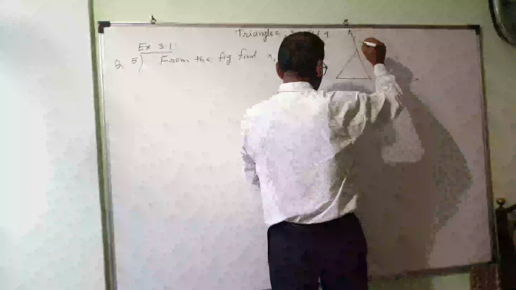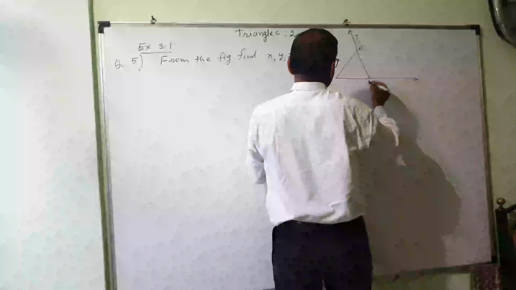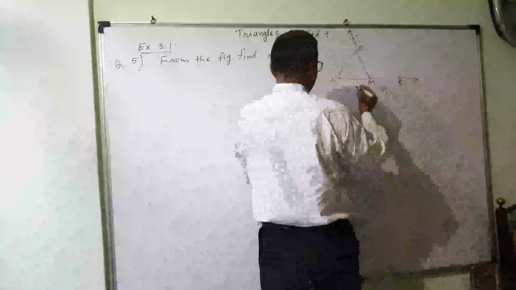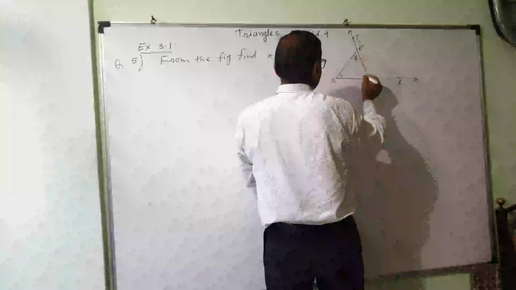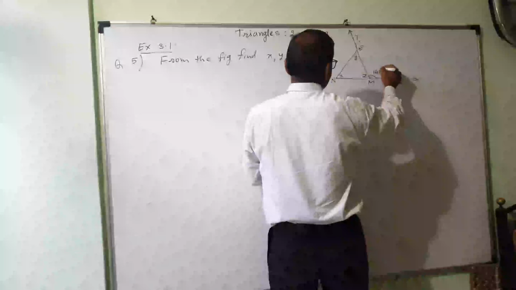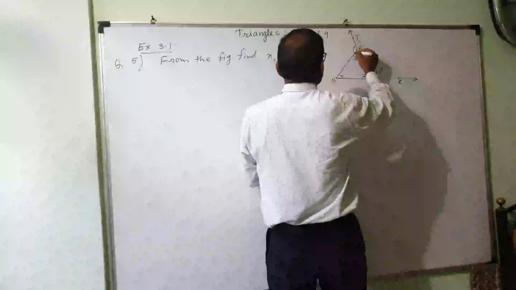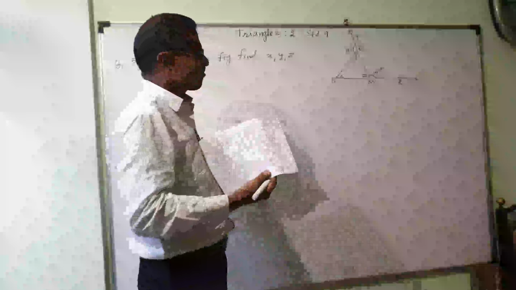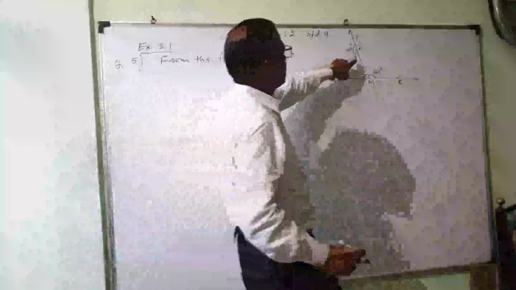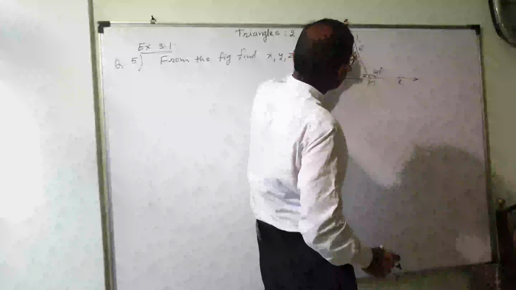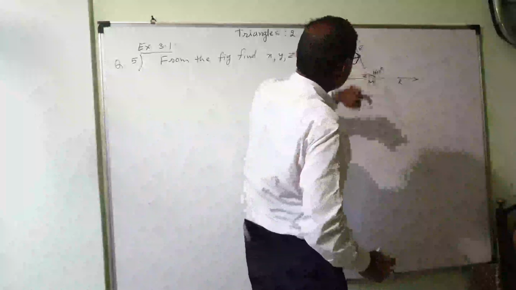Here the point is T, E, M. This point is N. This point is R. This is X, this is Y, this is Z. This angle is 140 degree and this angle is 100 degree. So we can find this angle Y because the sum of these two is 180 degree. This is a line and this one and this one is a linear pair.